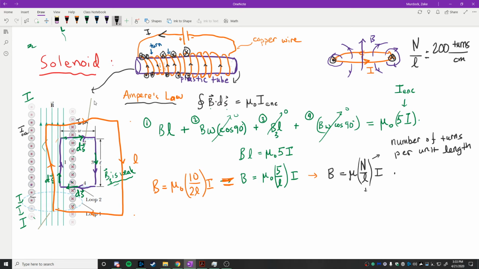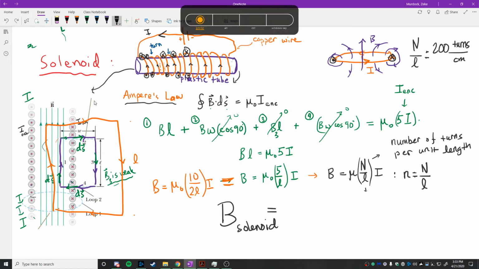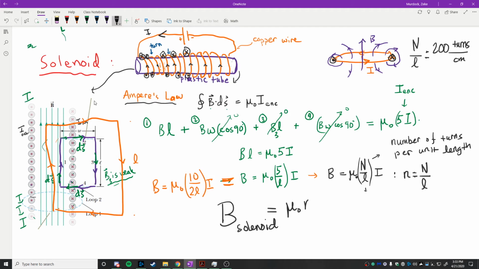So we usually just simplify that. Different books use different things, but the symbol little n is going to represent the number of turns per unit length. And then we get a general expression for the magnetic field for a solenoid. It is that the magnetic field of a solenoid is equal to mu naught times little n, the number of turns per unit length, multiplied by I. And that is a really, really simple formula, actually, isn't it?